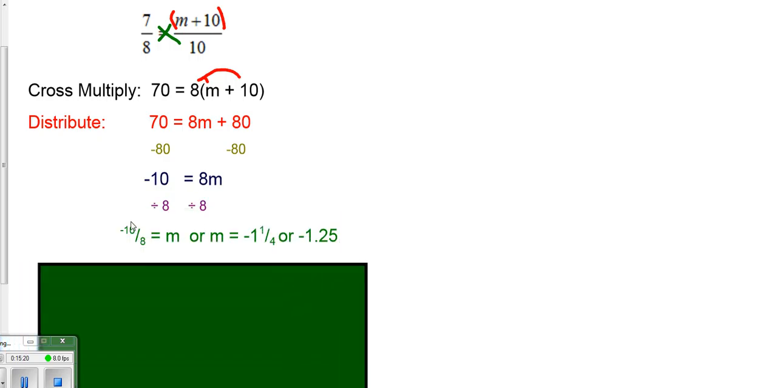And we would get negative 10 over 8 equals m. Or you can call it m equals negative 1 1/4. Or you can call it negative 1.25. Any of these three answers will work. The improper fraction, the mixed number, or the decimal number. They all work for answers for m.